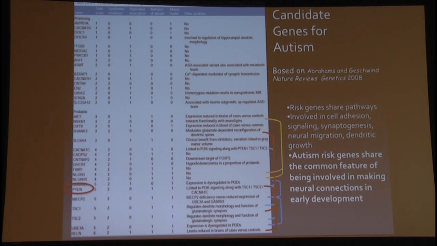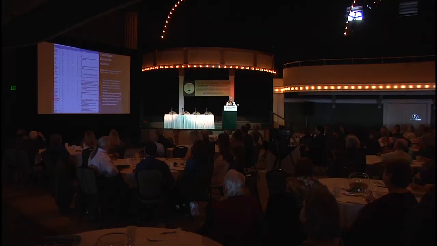To summarize that in non-neurobiological terms, these autism risk genes share the common feature of being involved in making neural connections early in development, including prenatal development, making connections. And so making connections is really the theme of what this research that I'm going to be talking about is all about.